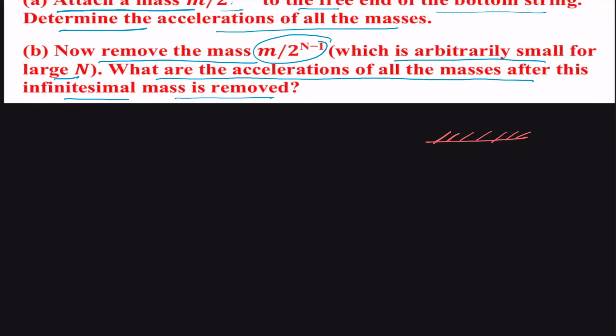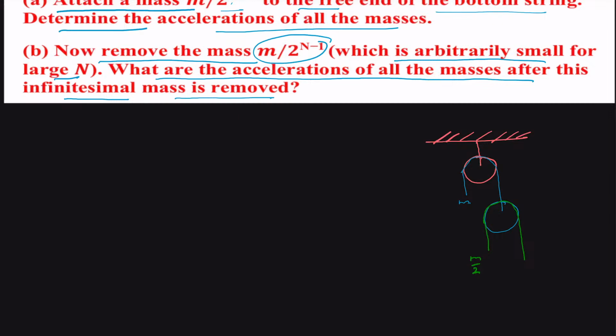So this is our first pulley, and to this first pulley on the left side a mass m is attached, and to the right side of it there is another pulley, and then to this another pulley a mass on the left side m by 2 is attached, and to the right end of this thread we have another pulley, and this is basically a continuous process.